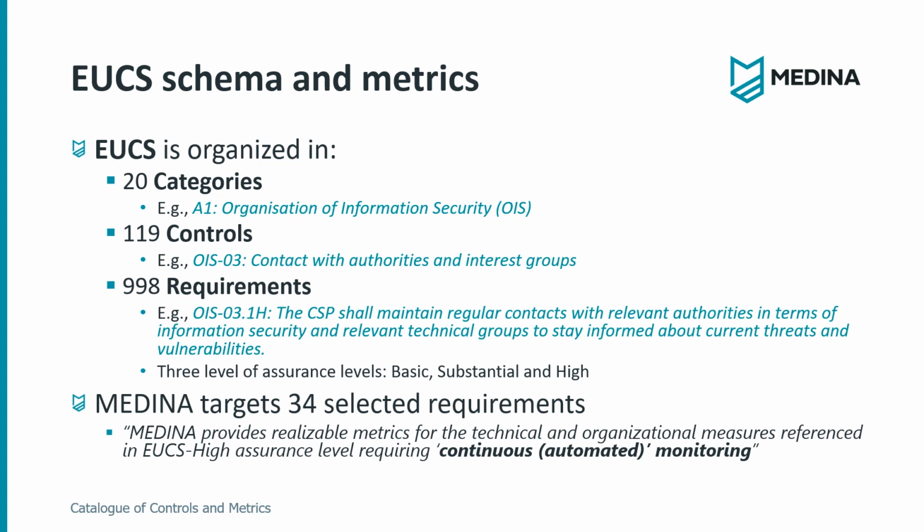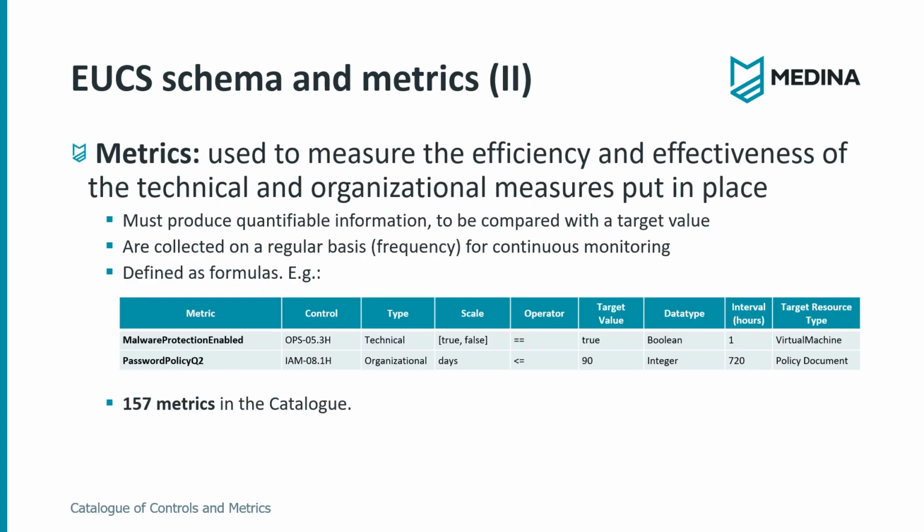As we state, MEDINA provides realizable metrics only for the technical and organizational measures referenced in the EUCS high assurance level requiring continuous, automated monitoring. Metrics are used to measure the efficiency and effectiveness of the technical and organizational measures put in place. They have to be quantifiable, to be compared with a target value, and are collected on a regular basis for continuous monitoring. Metrics are defined as formulas, as you can see in this table.